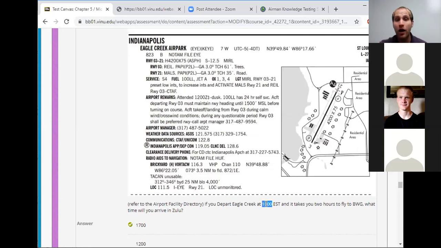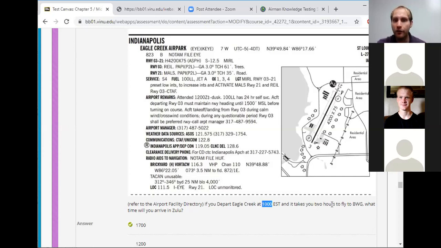It doesn't say daylight savings time, it says standard time, EST. So it is 10 local at Eagle Creek. It says UTC minus 5. So whatever the Zulu time is, you subtract 5 to get the local time. But wait a minute, we're starting with the local time of 10 o'clock local. So we need to add 5 to figure out our departure time in Zulu. So we will depart Eagle Creek at 15 Zulu.